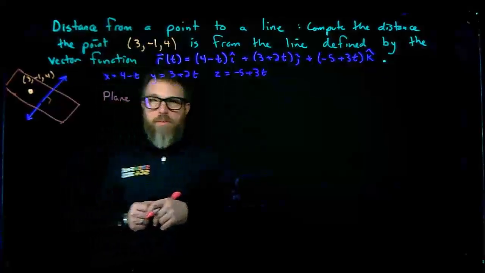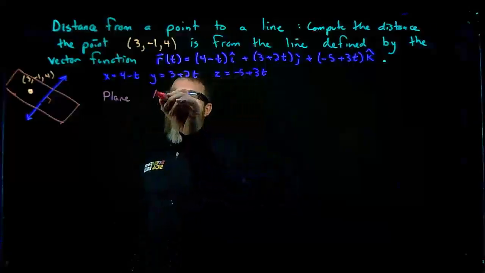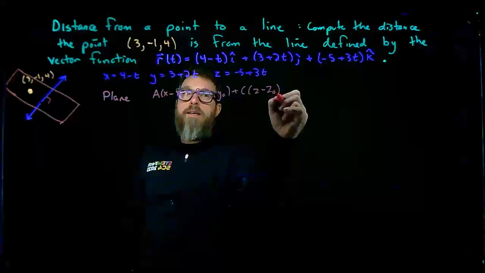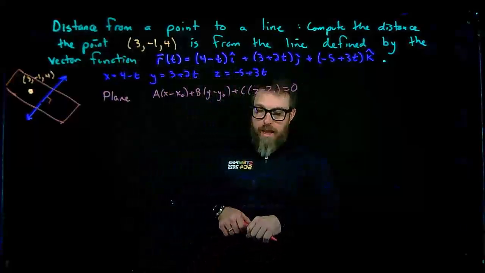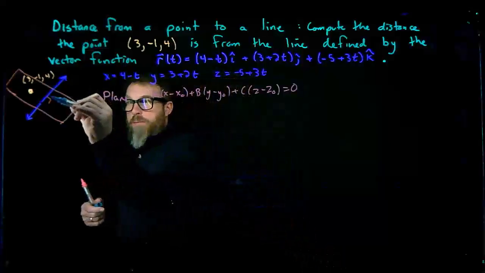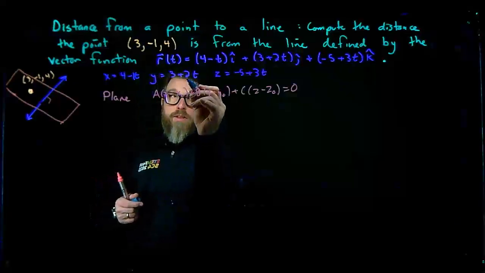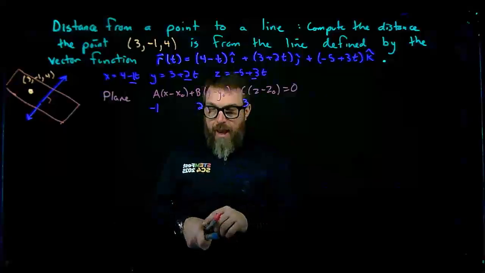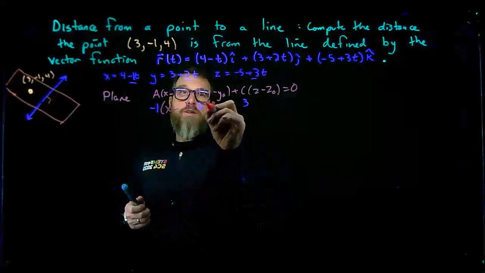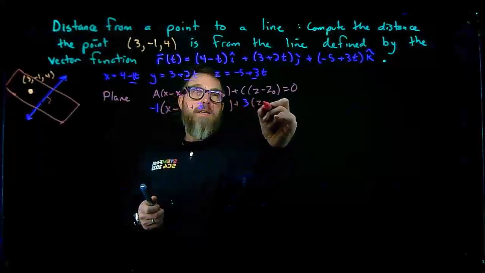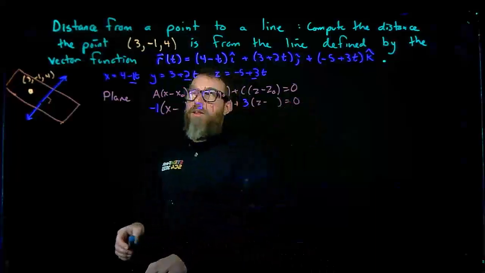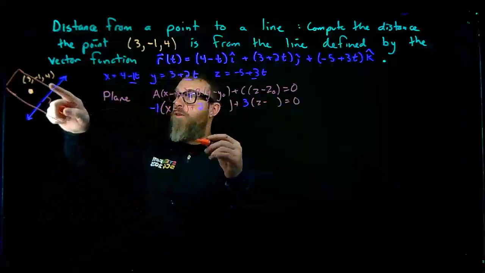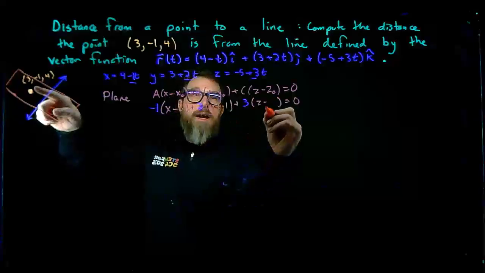So that plane is going to have to be defined by a(x - x₀) + b(y - y₀) + c(z - z₀) = 0. And we know that the a, b, and c have to come from this line, since the plane has to be perpendicular to this line. So a, b, and c are going to be this -1, this 2, and this 3. So a is -1, b is 2, and c is 3. And then we have (x - x₀), (y - y₀), (z - z₀) equals 0, where x₀, y₀, and z₀ have to come from the point. Again, I want a plane through this point perpendicular to that line, so it's going to have to go through this (3, -1, 4).